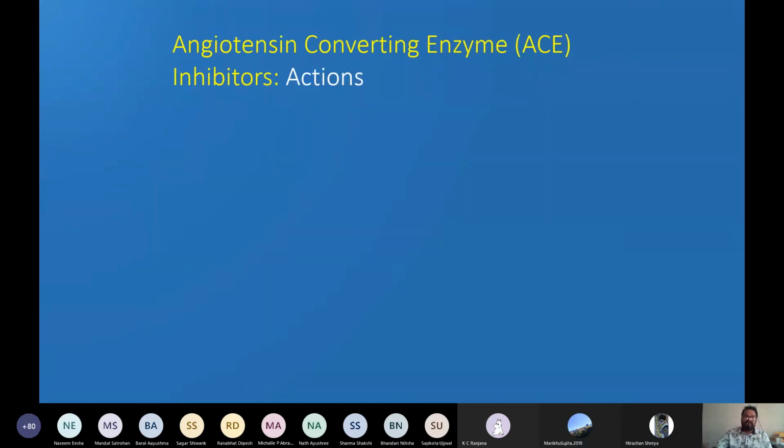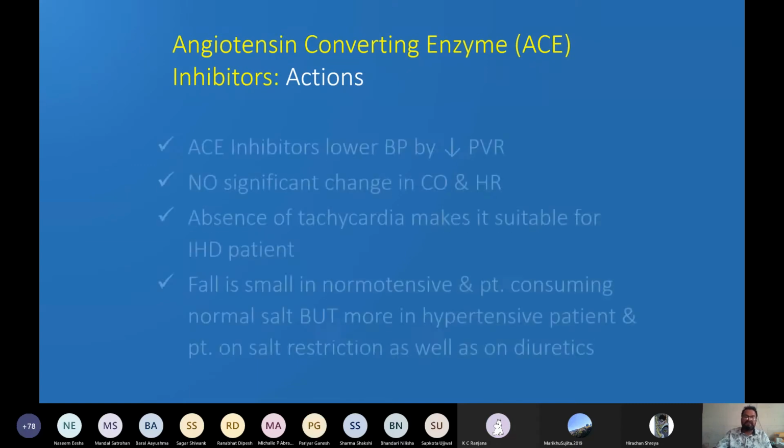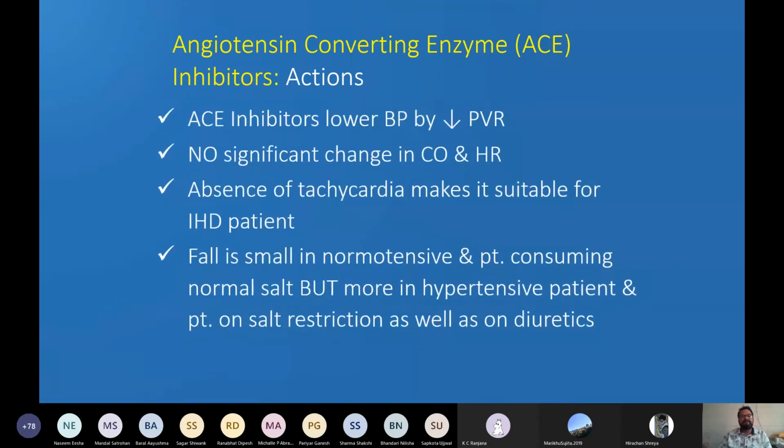Angiotensin converting enzyme inhibitors, what actions do they have? ACE inhibitors will lower the BP by reducing peripheral vascular resistance. What do you mean by this? You should understand from the previous classes. What is the resistance? Vascular resistance: if your blood vessel is dilated, then you can easily pump blood through that blood vessel.